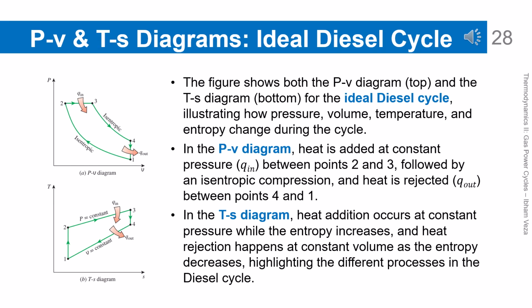PV and TS diagrams. Ideal diesel cycle. This figure shows the ideal diesel cycle in PV and TS coordinates. Heat addition occurs at constant pressure from point 2 to 3, unlike the Otto cycle, which uses constant volume heat addition. Compression and expansion processes remain isentropic. In the TS diagram, heat addition is indicated by an increase in entropy at constant pressure. This representation helps explain the fundamental difference between the Otto and diesel cycles.